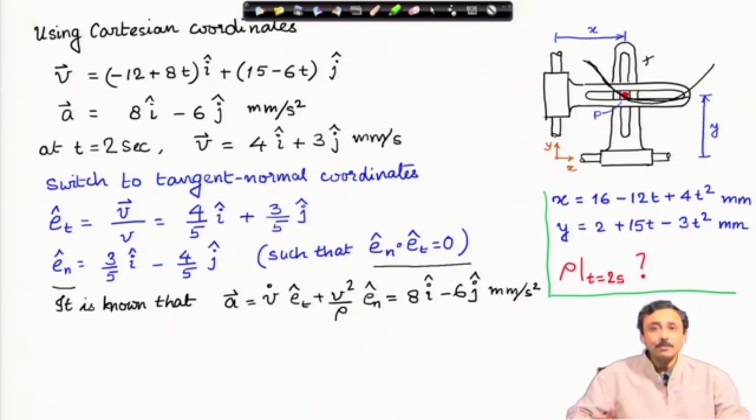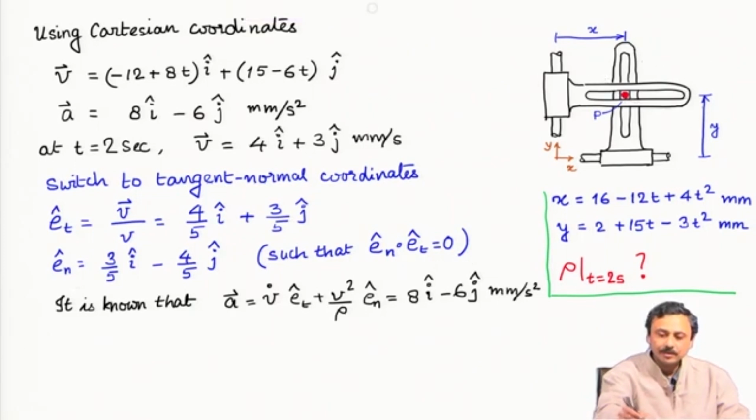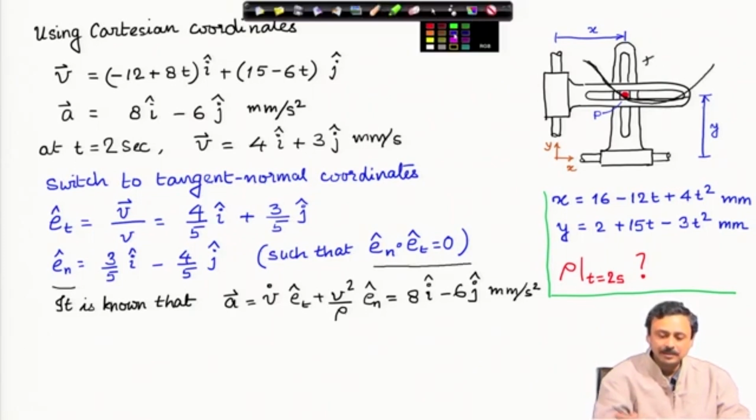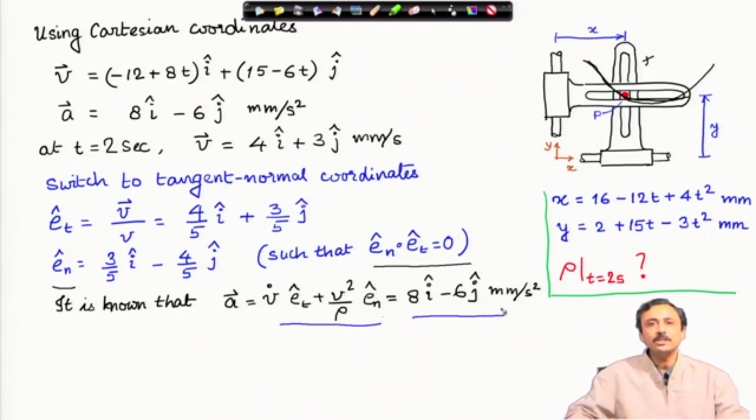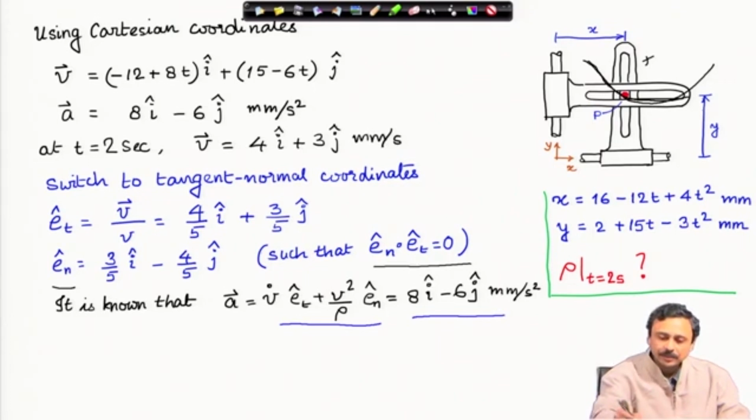because this is an absolute acceleration. This is the absolute acceleration of the pin. It is represented in the tangent normal coordinates by this expression, and its actual expression is this. Therefore, I have to now find out rho from here.